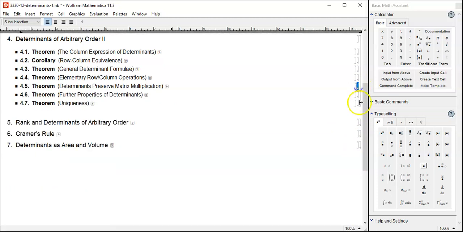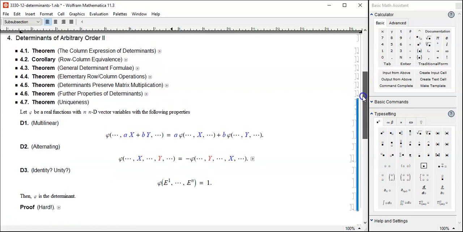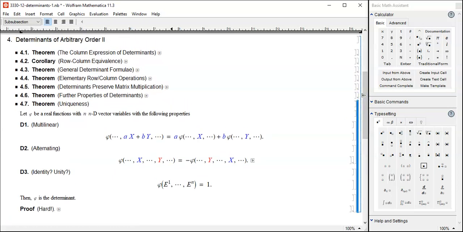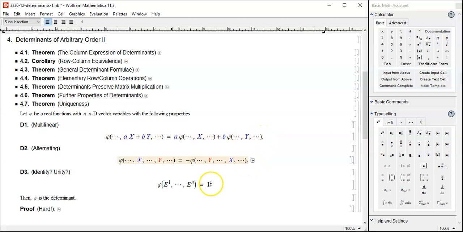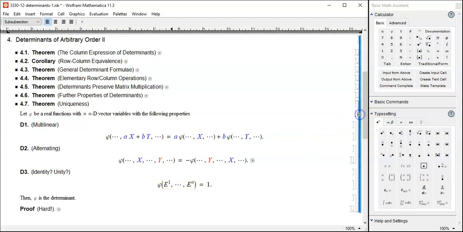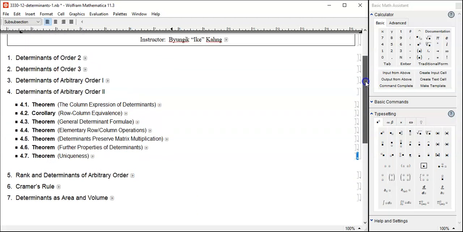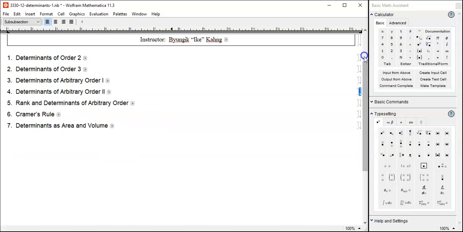Finally, the uniqueness. If there's any map from vector space to the real number system with multilinear, alternating, and the identity property, it has to be the determinant, the uniqueness. Why? It's significant, but it's difficult, so I'm not going to do that. I'll do those in optional videos. And that completes sections 3 and 4.